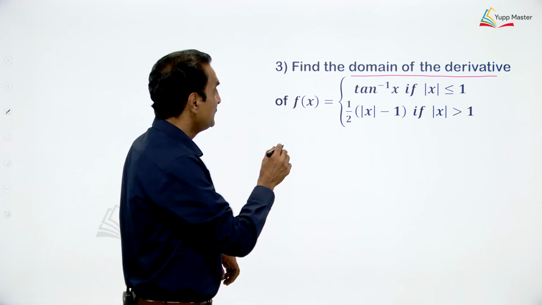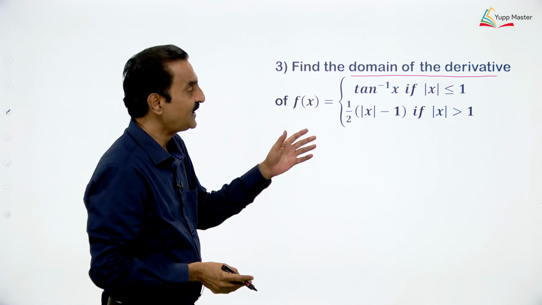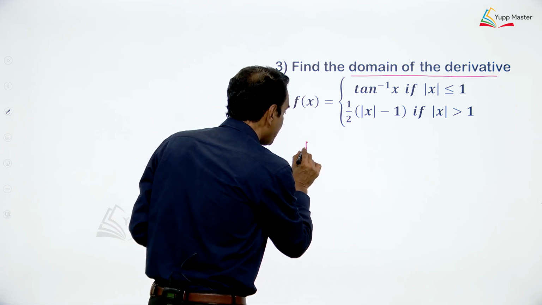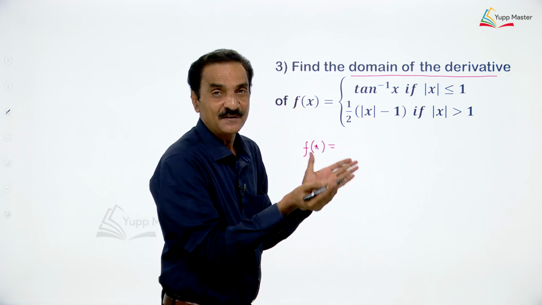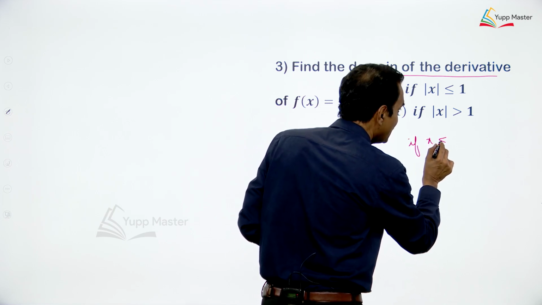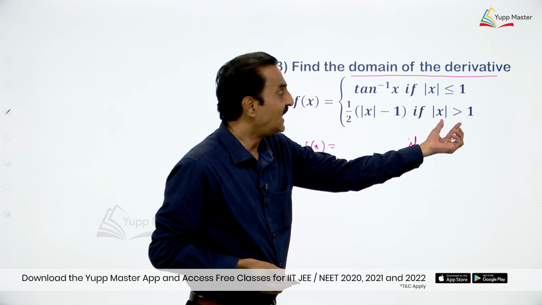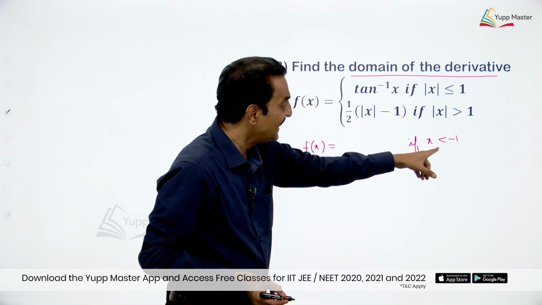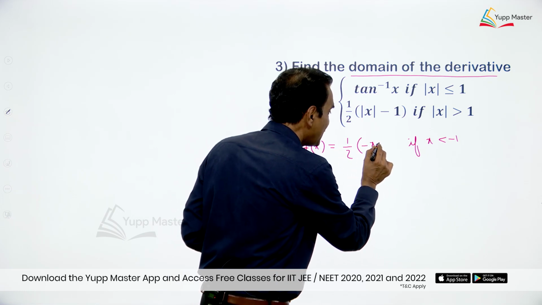Okay. First, let us write the definition piecewise. Already it is piecewise, but I want to remove this mod. Then f of x is equal to, first take the interval minus infinity to minus 1. If x is less than minus 1, then mod x is greater than 1, so we have to take this. But when x is negative, mod x will be minus x. So, it will be half into minus x minus 1, right.